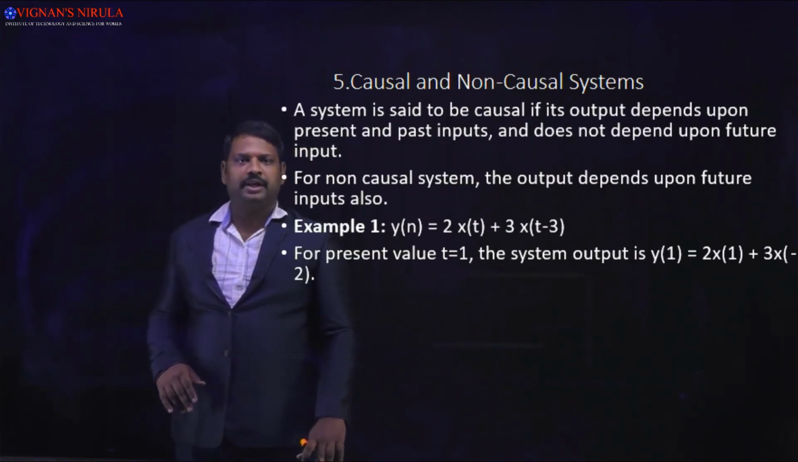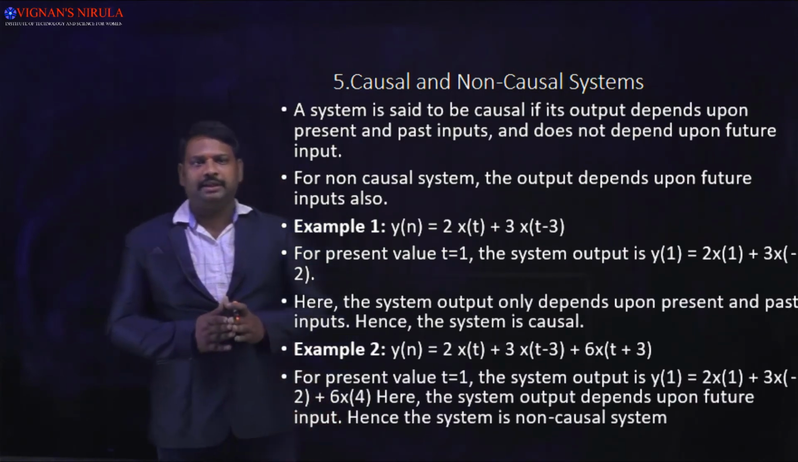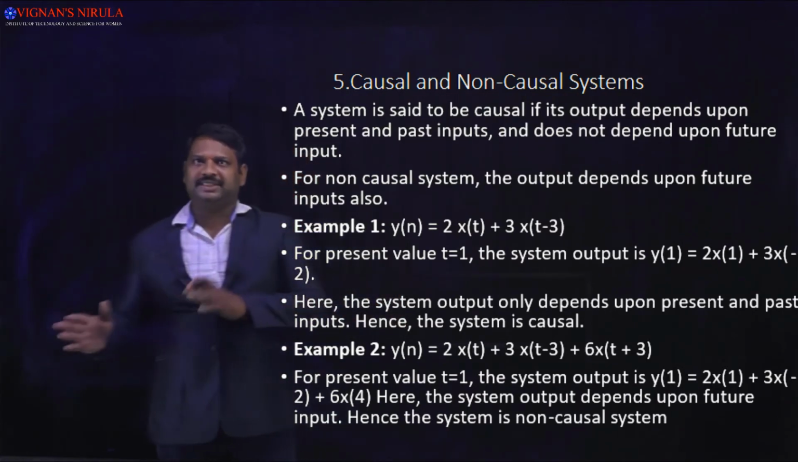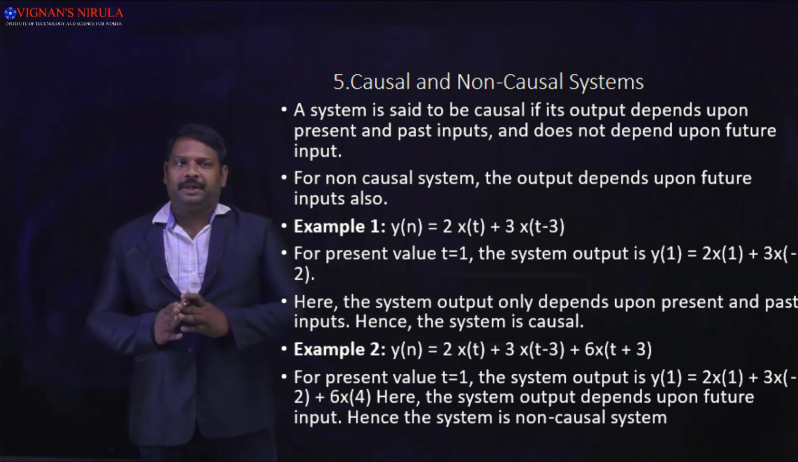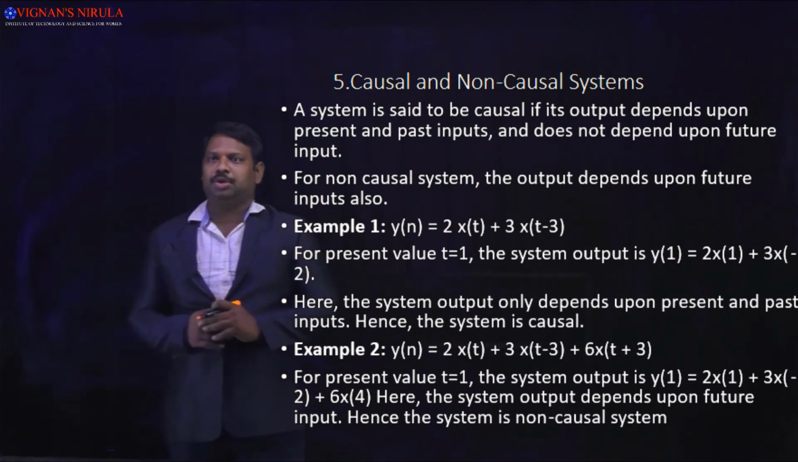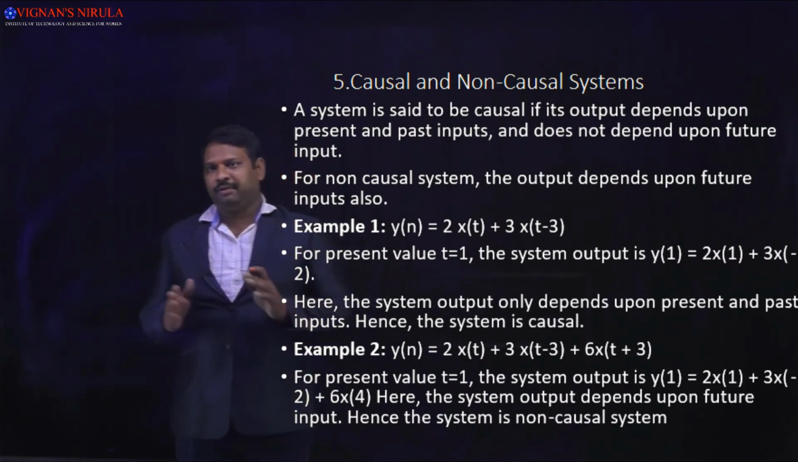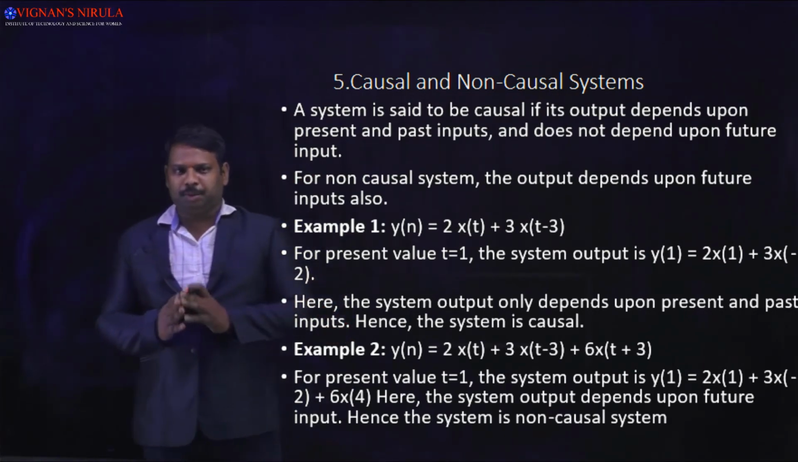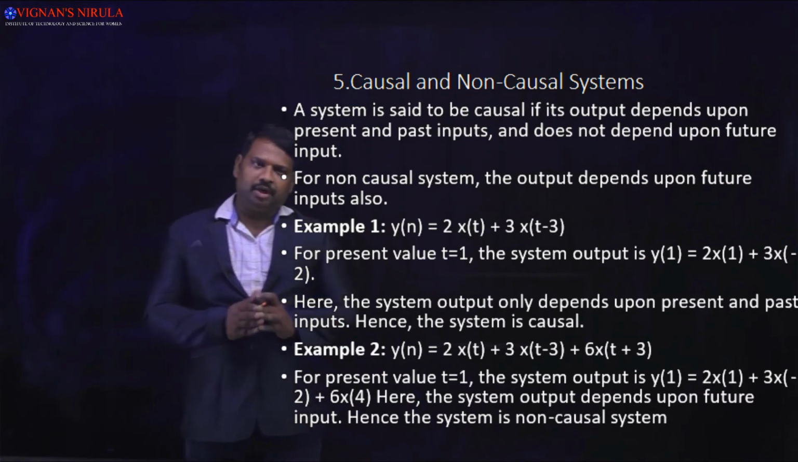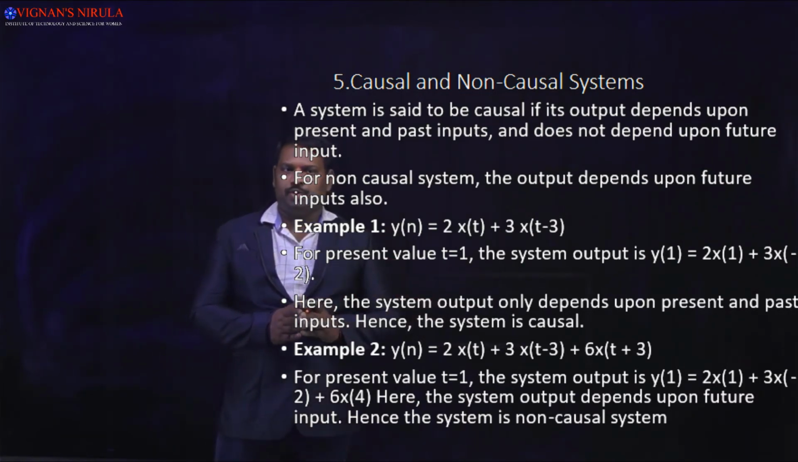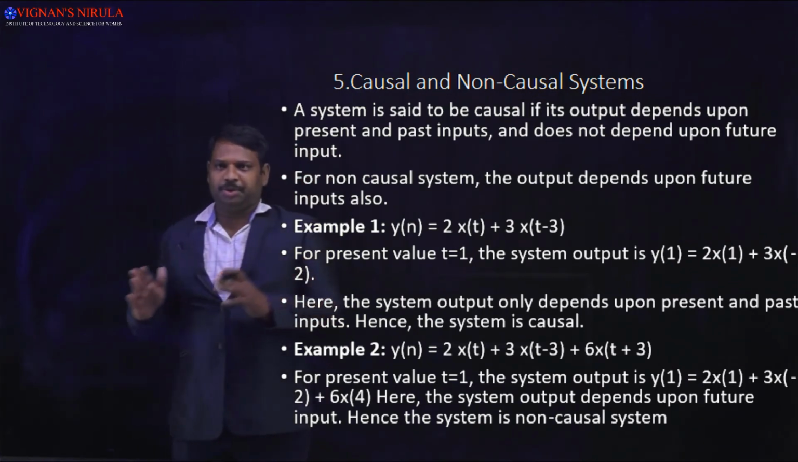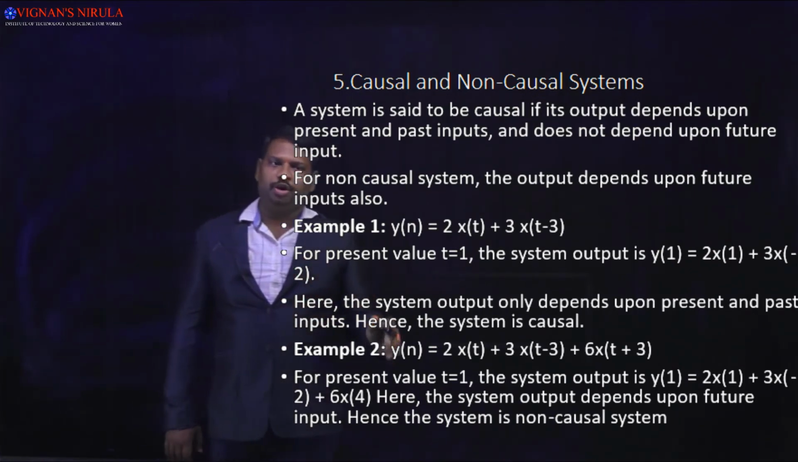Next are the causal and non-causal systems. A system is said to be causal if the output depends upon the present and past values of the input, but does not depend upon the future values. Whenever it depends upon the future values, it is called a non-causal system. That is, if the output depends upon future values along with the present and past values, then the system is non-causal. If it depends only upon the present and past values, it's called a causal system.